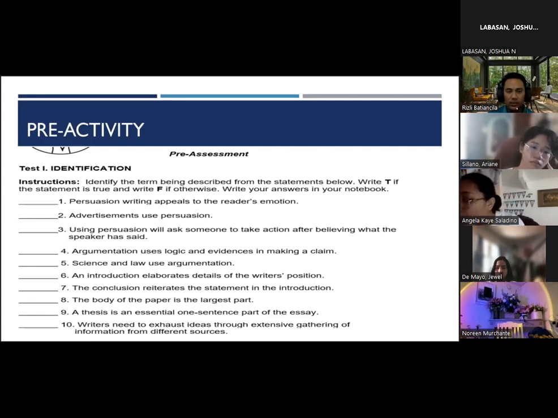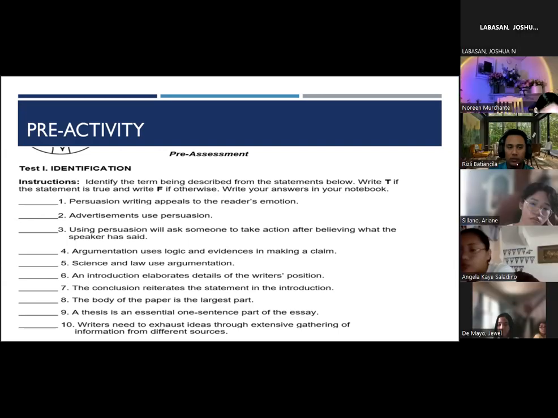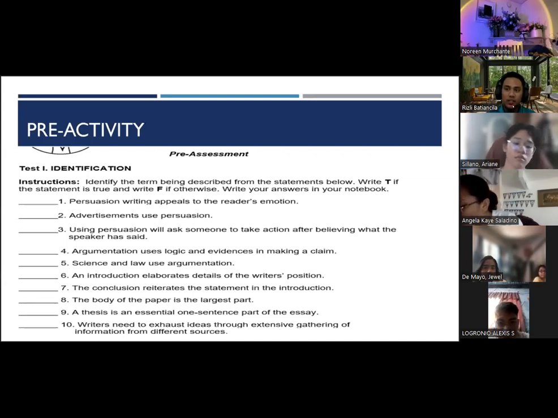Third, using persuasion will ask someone to take action after believing what the speaker has said. Is it true or false? Yes, Angela? True. Okay, true. Definitely that is true, right? How can we say that someone has been persuaded if he or she will not do the action? You can say that you have persuaded someone if he or she did an action with regards to that. So that is true.